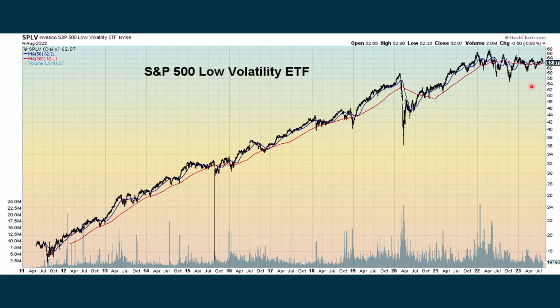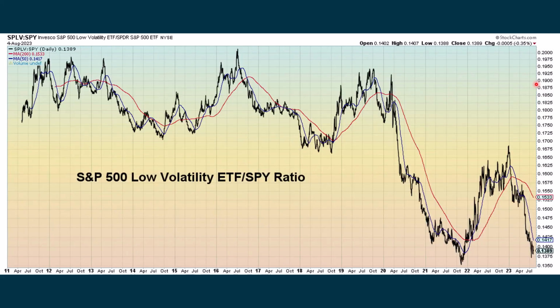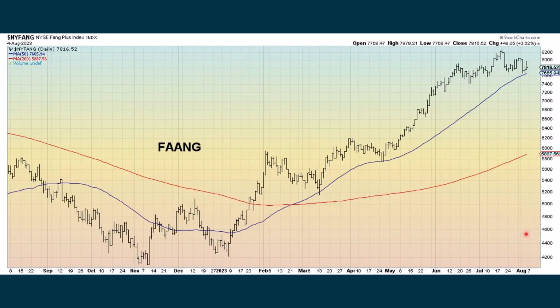Low volatility stocks, which held up fairly well in 2022, were chopping more or less sideways, but we are still in an uptrend. But when we look at low volatility stocks and compare them with the S&P, the low volatility stocks are underperforming. The FANG index, these are the big companies, Facebook, Amazon, Apple, Netflix, Google, and a bunch of other things that are thrown into a new acronym. This index has been performing quite well and is in an uptrend.